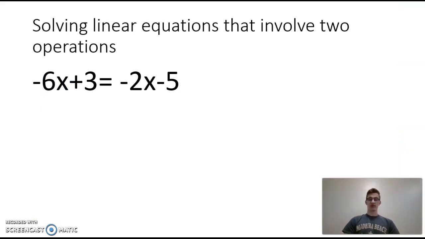So the first one I did was solving linear equations that involve two operations. Here we see the multiplying of x, and then we also see the addition and subtraction of the constants. I also chose this equation as an opportunity for students to see the variable on both sides. Especially in earlier equations, teachers will have a tendency of just having x on the left side, but students need to get comfortable with seeing it on both sides because it exists on both sides.